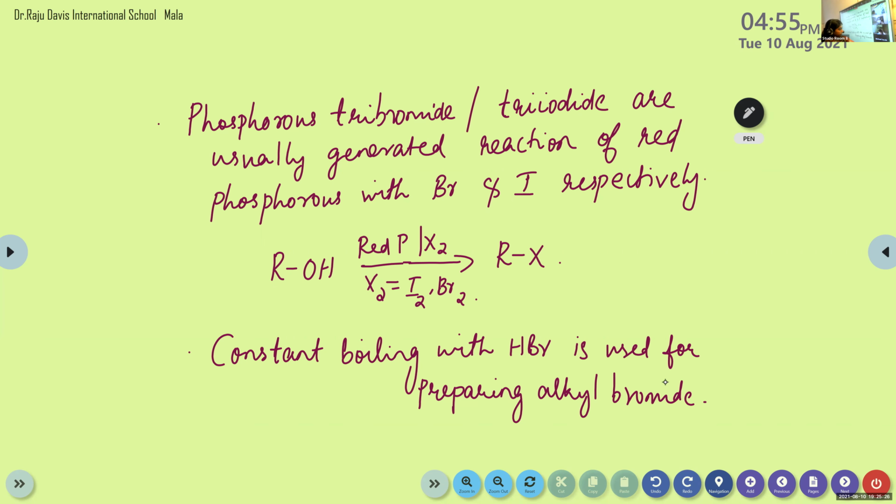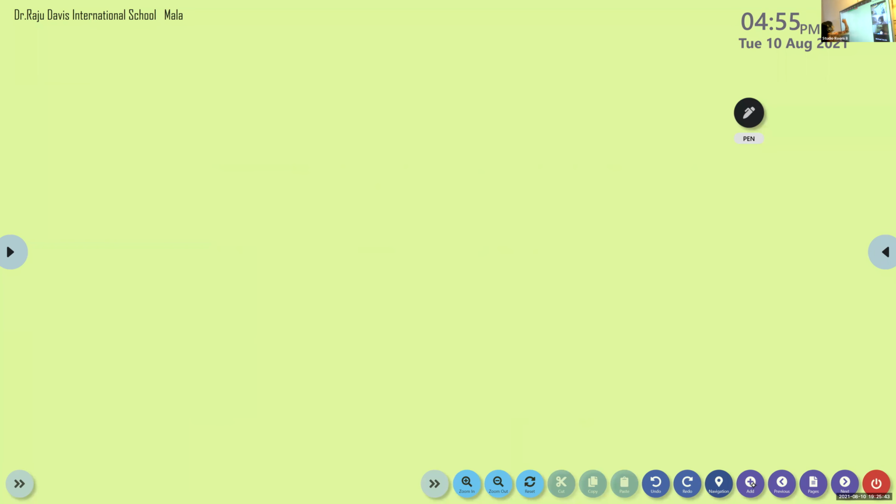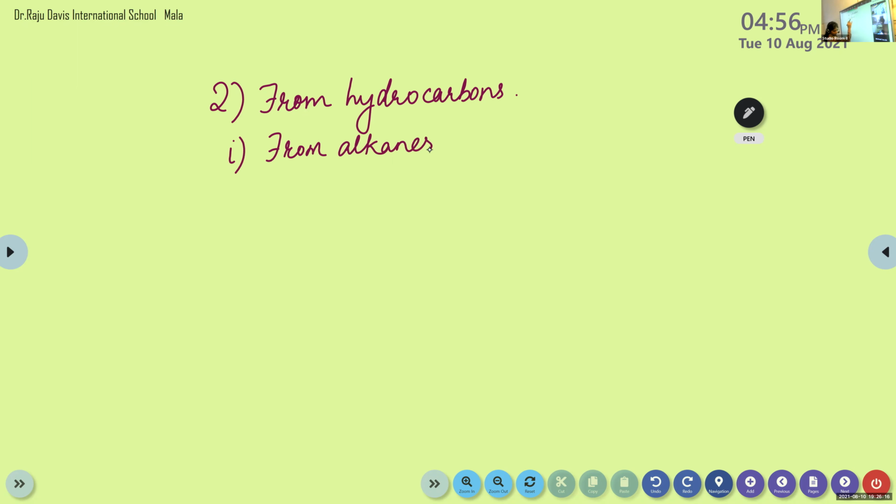Then we are moving to the next one, that is from alkanes by free radical halogenation. First section is from alcohols, then the second section is from hydrocarbons. Alkanes, alkenes, alkynes, they all belong to this category. So first one is from alkanes by free radical halogenation.